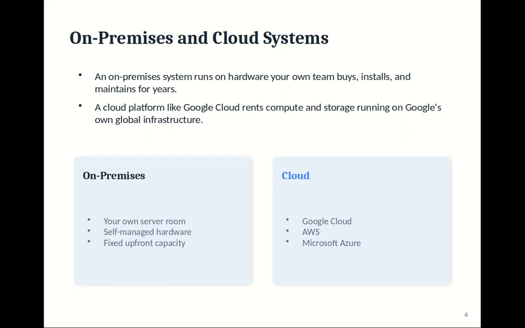On-premises and cloud systems. An on-premises system runs on hardware your own team buys, installs, and maintains for years. A cloud platform like Google Cloud rents compute and storage running on Google's own global infrastructure. On-premises: your own server room, self-managed hardware, fixed upfront capacity. Cloud: Google Cloud, AWS, Microsoft Azure.